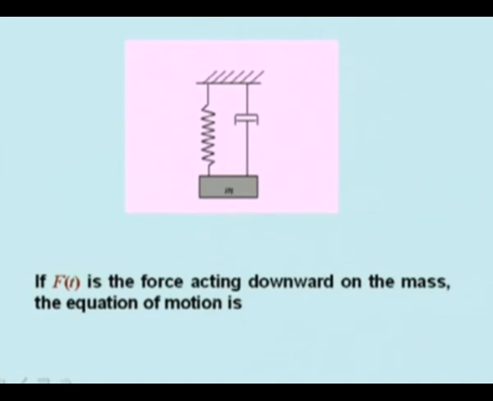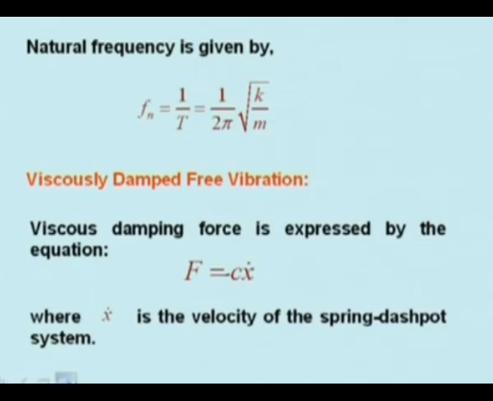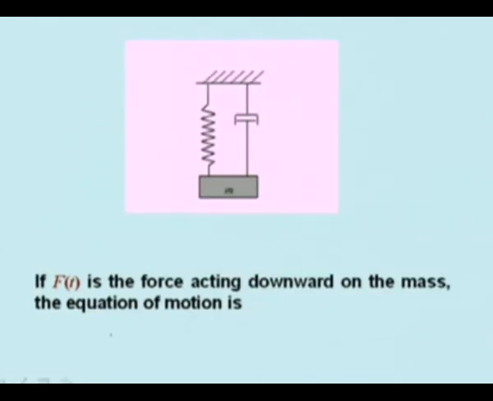Then we represent this system in which viscous damping means the resistance is proportional to the velocity, but in the negative direction, minus c x dot. So the damping force is proportional to the velocity. We take the mass, then represent it by a spring, and then again we have a dashpot.